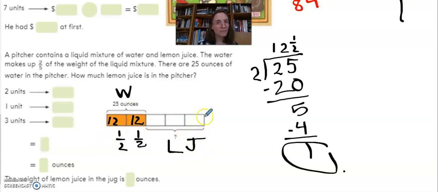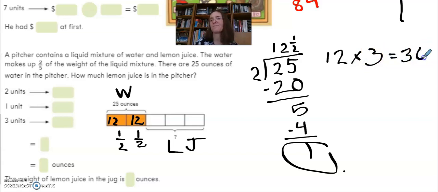So to find out the lemon juice, I would need to multiply 12 and 1/2 by 3. For me, I'm going to break that down into whole numbers and then fractions. So 12 times 3 equals 36. If you needed to do that with long multiplication, that's fine. I'm going a little faster for the video.